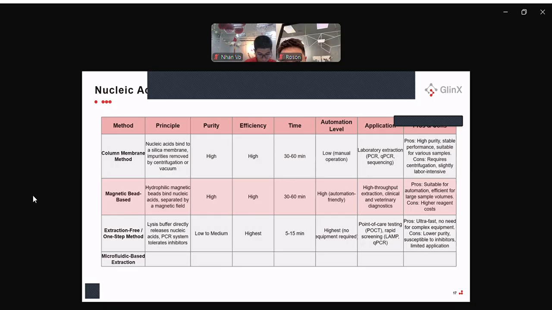Because the column membrane method requires multiple manual steps and centrifugation equipment, which mainly limits its suitability for rapid and automated workflows. And the second method is the magnetic bead method, which is what the Incycle machine is using right now.